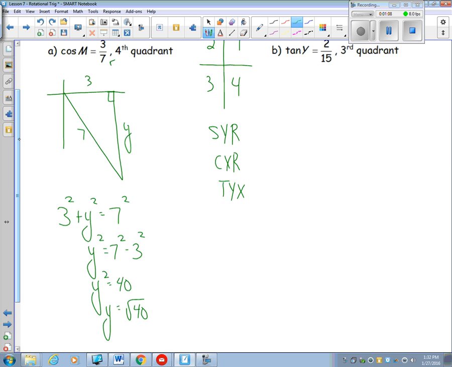Now, a thinking thing here. y is the square root of 40, except we're going down the axis, right? We're going this way. And usually when we go down the axis, y values are negative. So we need to put a negative sign in front of that root 40. Not inside the root, but in front of it, to make that value negative.